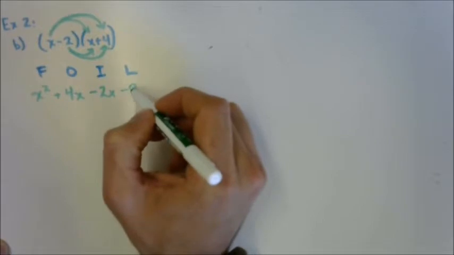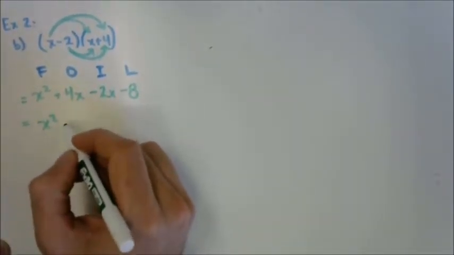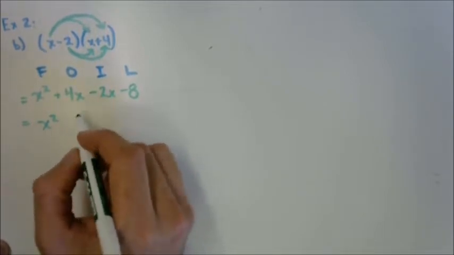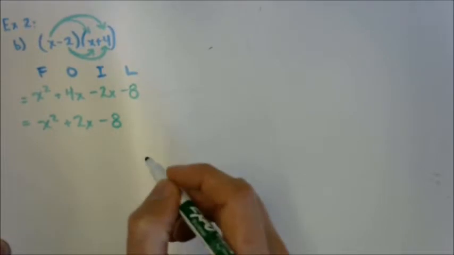Minus 8. Now we can group our like terms. There's only one x squared term. The x term has 4 minus 2. So that's x squared plus 2x minus 8.